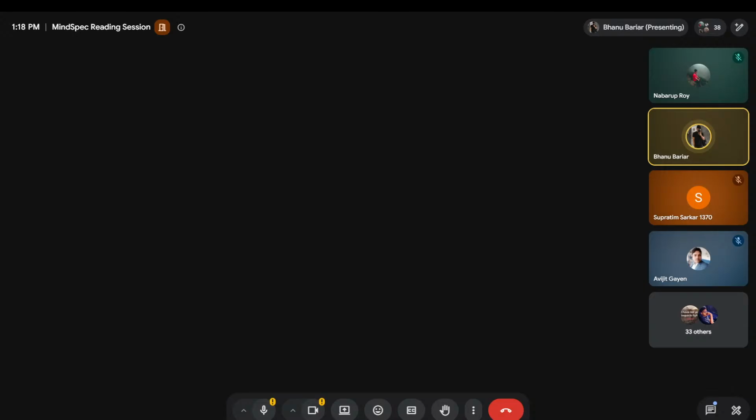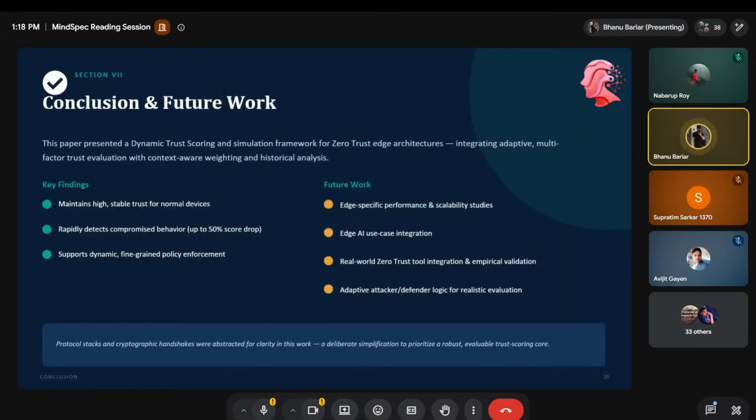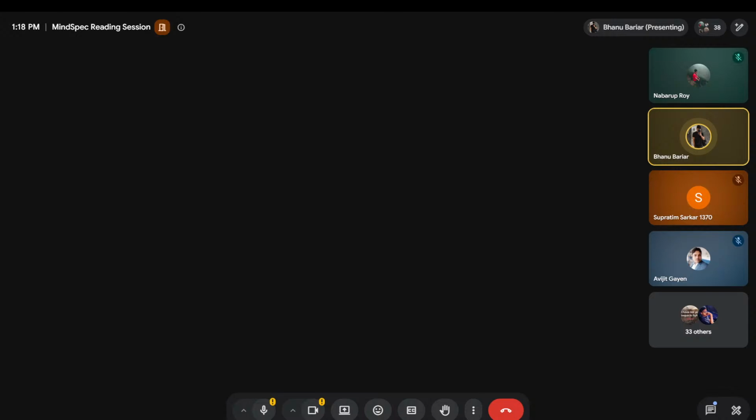And also, the authors propose incorporating edge AI techniques to further improve adaptive trust evaluation. Future versions of the framework could include more advanced attacker and defender models also. Finally, performance and scalability studies are needed for very large deployments involving thousands or even millions of edge devices. Such studies would demonstrate how efficiently dynamic trust scoring performs under production scale conditions.